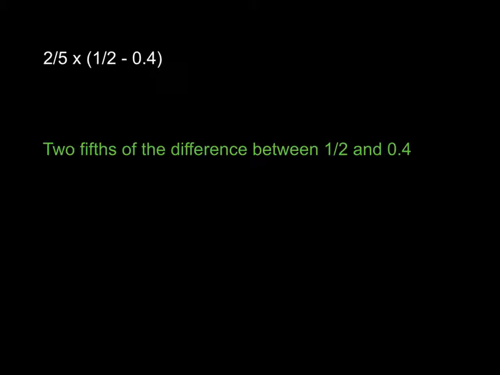Okay? The same thing could be true if you say 1/2 minus 4/10 times 2/5. With the order of operations, that would be suggesting that you're multiplying 4/10 by 2/5 before you find the difference. So be careful with your wording.